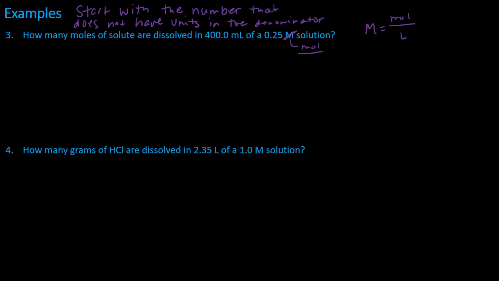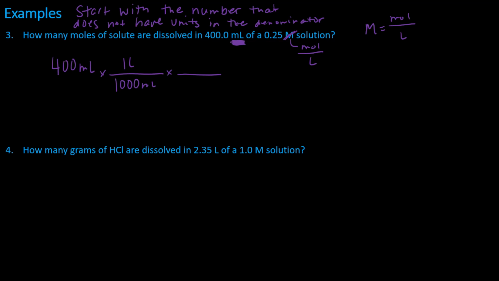So molarity is moles per liter, and then we have milliliters. Milliliters does not have any units in the denominator, so we're going to start with that number. So I'm going to start with 400 milliliters, and there are 1,000 milliliters in 1 liter.